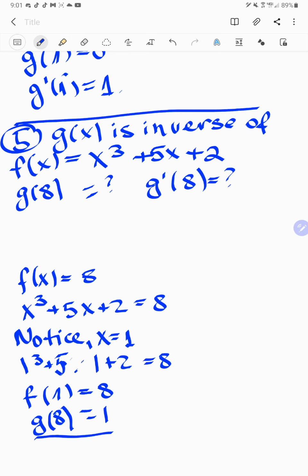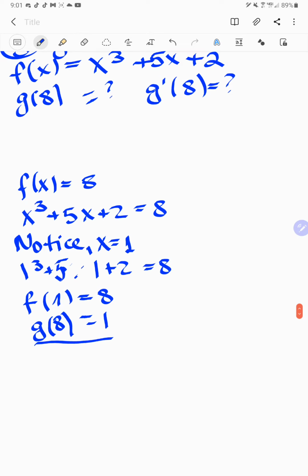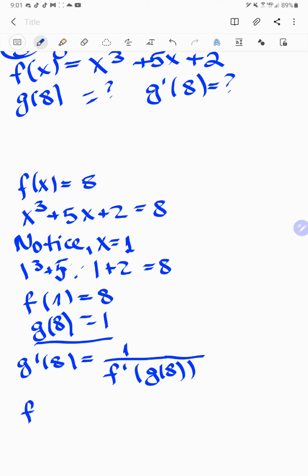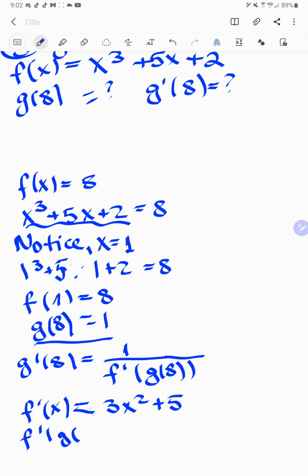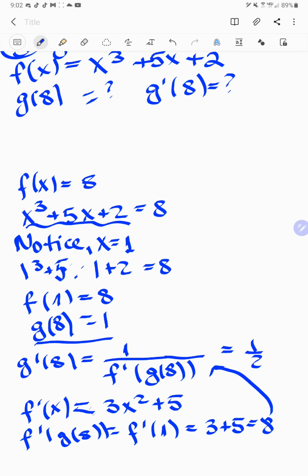So this is our first answer, and now using the inverse function formula, we'll find that g prime at 8 is 1 over f prime evaluated at g of 8. So again, let's find f prime, and f is right here, so that would become 3x squared plus 5, evaluating it at g of 8. We said that g of 8 is 1, so f prime at 1 would be just 3 times 1 is 3 plus 5 is 8. Plugging that back here, we have the result of 1 over 8.